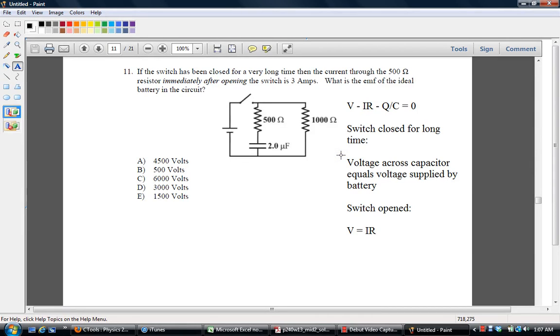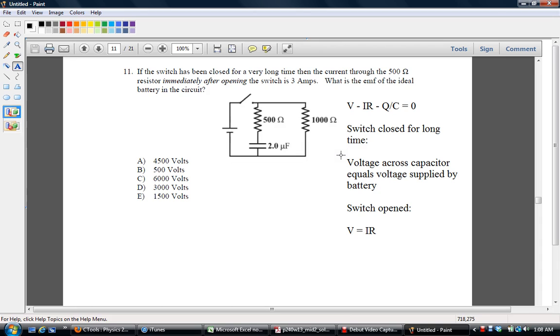In problem 11 on the exam, we have this circuit that contains a capacitor and some resistors and a battery. As we can see from what the problem's asking, in this case the switch has been closed for a long time. After the switch has been closed for a long time, we then open the switch, and immediately after opening the switch the current through the 500 ohm resistor is 3 amps, and we want to determine the EMF of the ideal battery in the circuit.